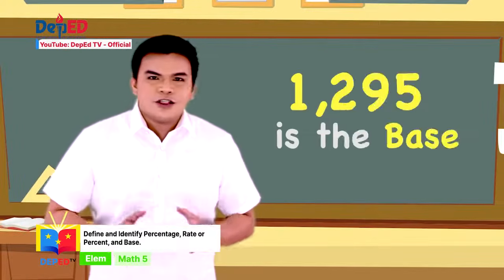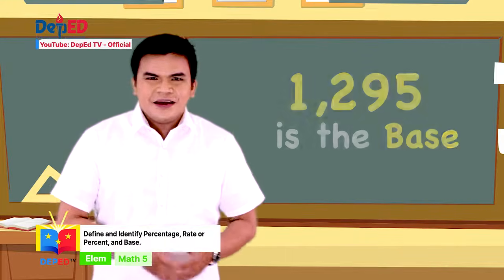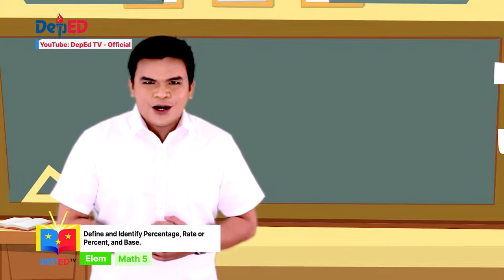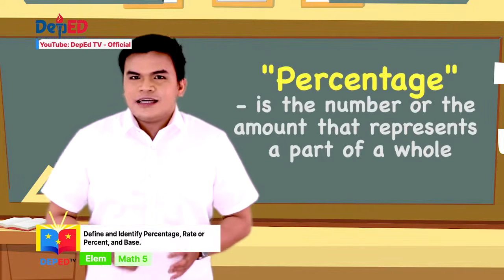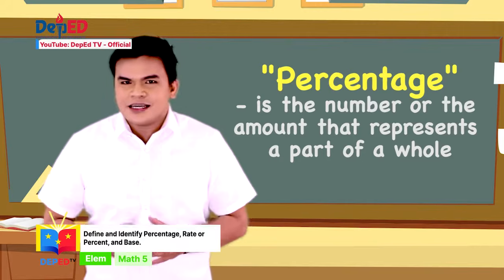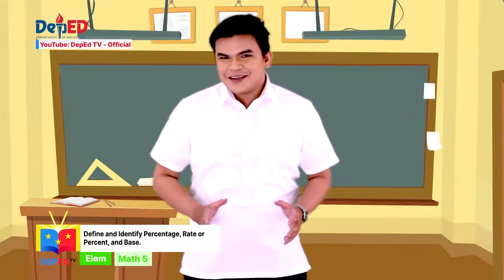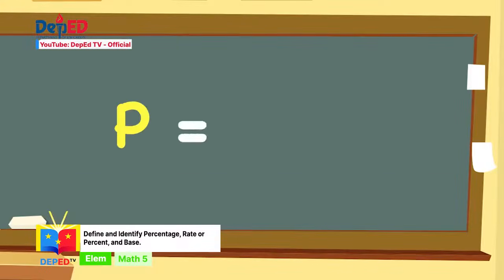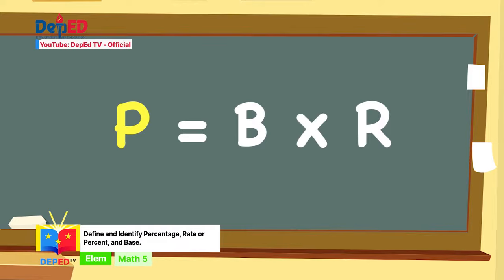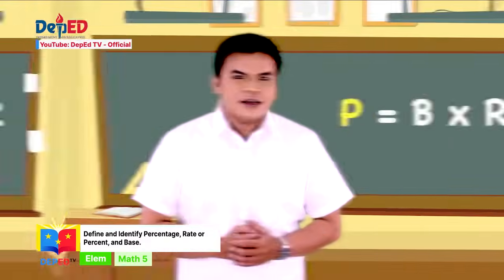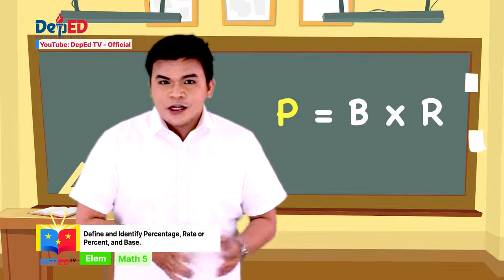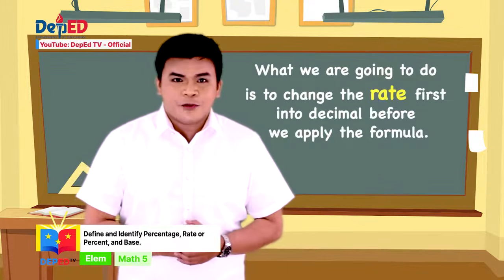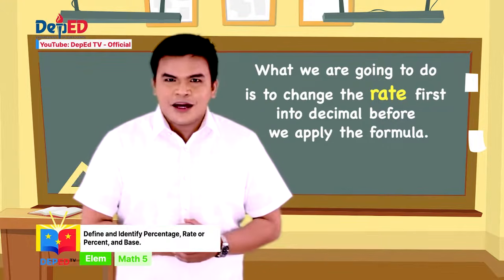Meanwhile, 1,295 is the base. Base is the number that represents the whole or the entire amount. What we are looking for is the percentage. It is the number or the amount that represents a part of a whole. Math heroes, now that you all know what we are looking for, let's find the answer using the formula P equals B times R. As you already know, we cannot directly multiply 20% to 1,295. What we are going to do is to change the rate first into decimal before we apply the formula.